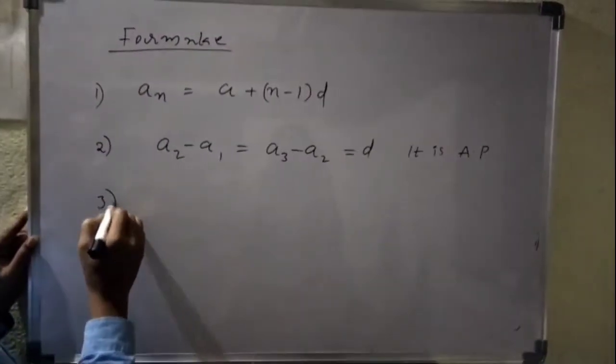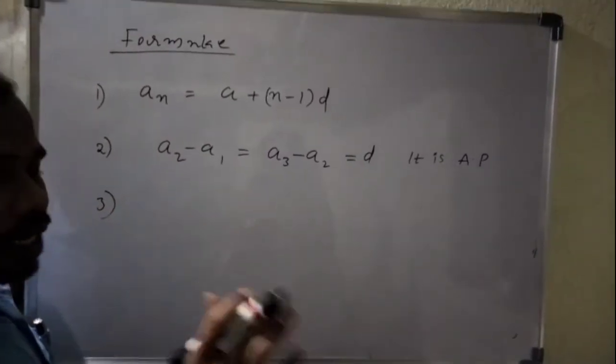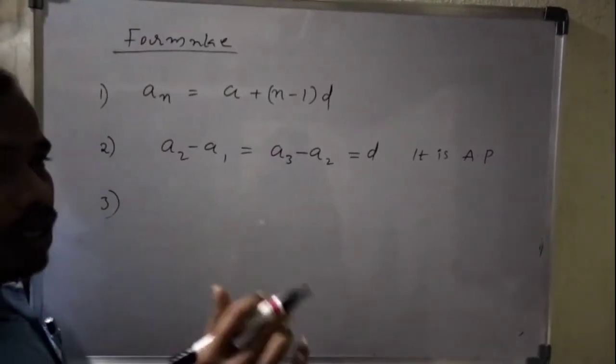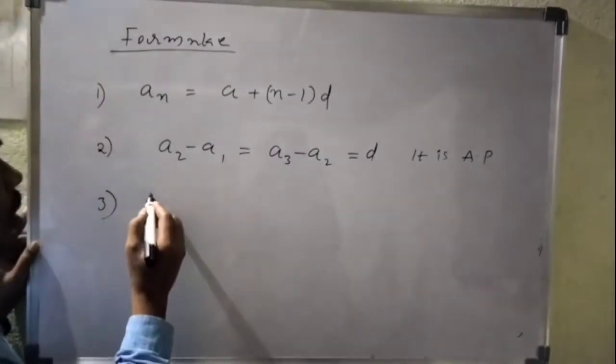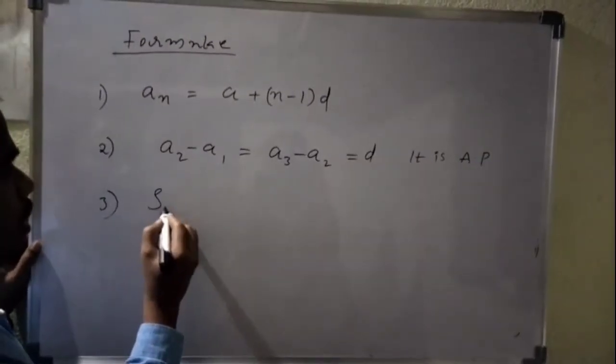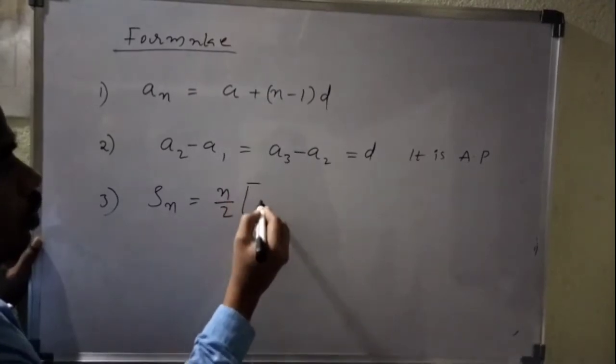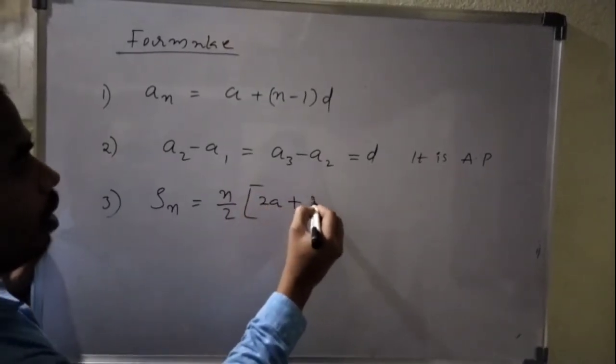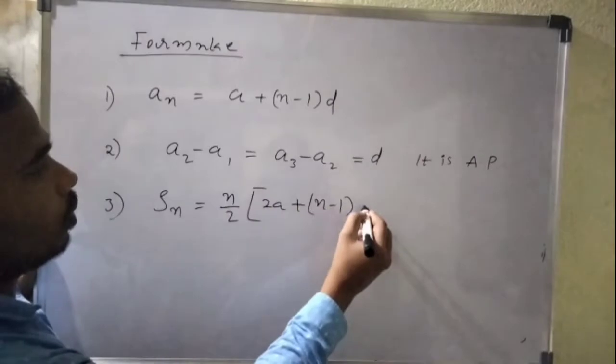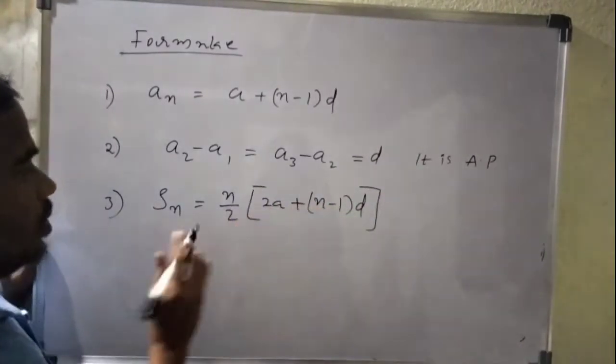Next, the third one. Suppose there are 10 terms and we want the sum of those 10 terms, that is also one formula. Sn is equal to n by 2 of 2a plus n minus 1 into d. This is one formula.